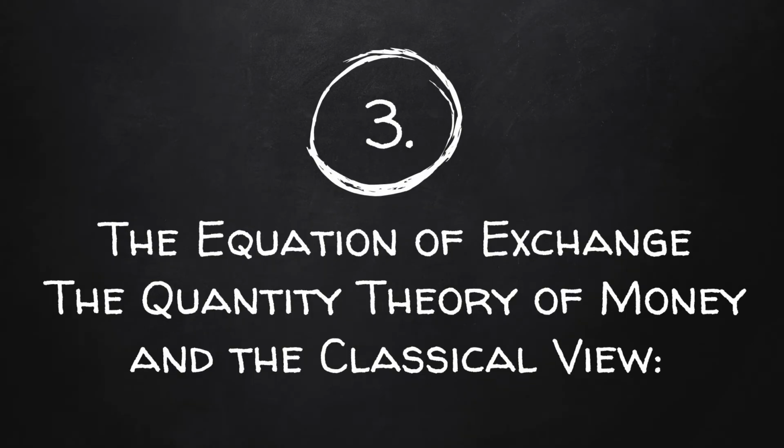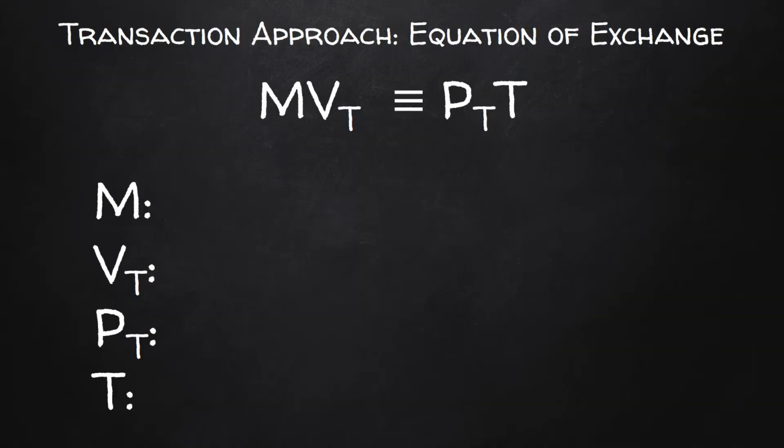So, in order to appreciate the classical economist's take on how money impacts the economy, we're going to develop some tools. We'll talk about the equation of exchange, the quantity theory of money, and we'll tie these in to the classical view of macroeconomics. There really are a couple of different versions of the equation of exchange, and we'll start by introducing what we call the transaction approach, and we'll build that into the more traditional approach to the equation of exchange.